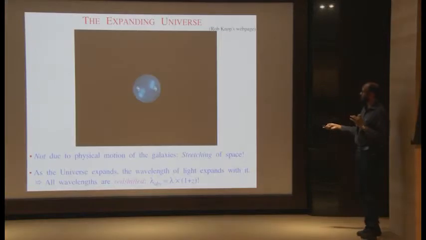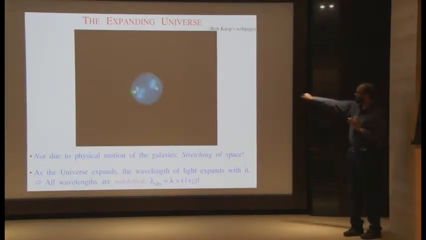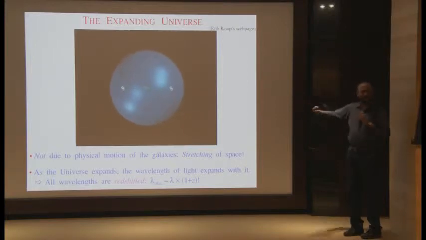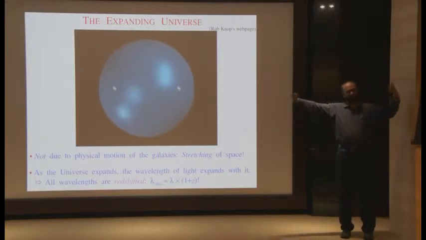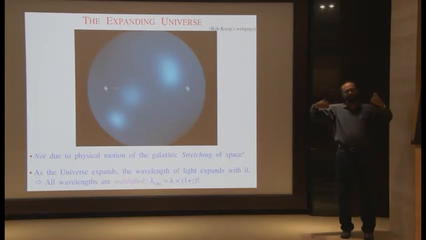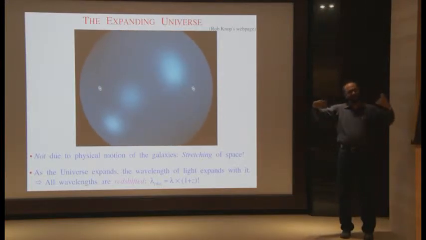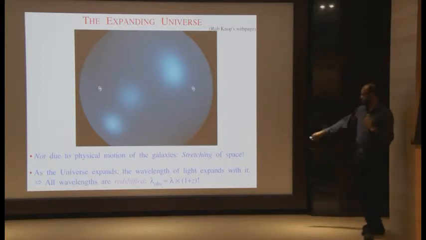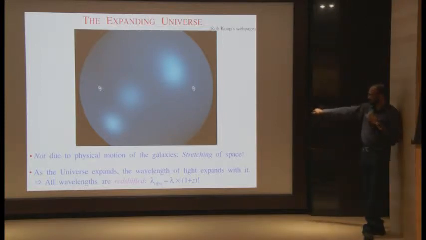What's happening is this. These are two galaxies over here. It's not that these two are moving away. Space is being stretched. The whole universe is expanding. So the space between two galaxies is stretching outwards. That's the picture we have of the universe. It's not due to physical motion of the galaxies, it's a stretching of space.